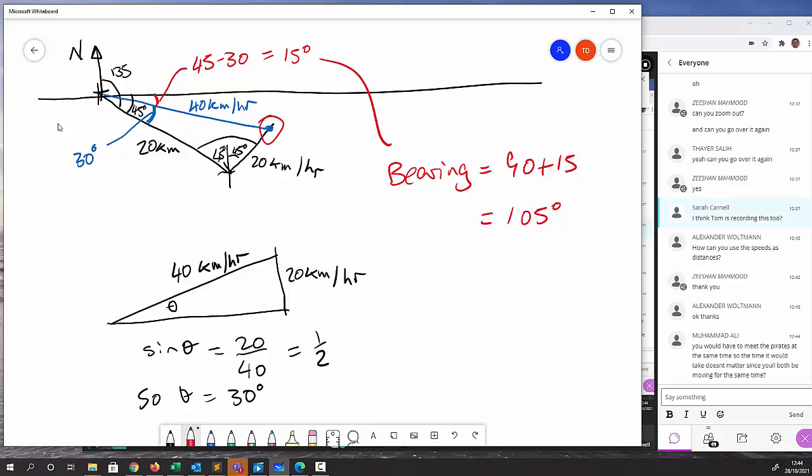And just for the record, these are straight lines, aren't they? And the shortest distance between 2 points is a straight line. So if the question said, what is the minimum time required, you would use exactly what we've done here. Okay?